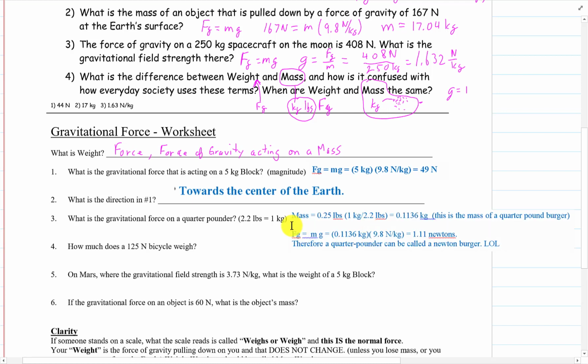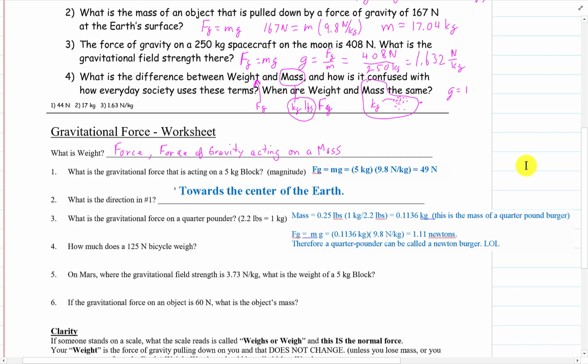The mass, first of all, we have to get the mass of it. It's 0.25 pounds, but we have to convert it. So 1 kilogram is 2.2 pounds. So with that conversion, we get that the mass of a quarter pounder is 0.1136 kilograms. Force of gravity equals mg. Put the number we just got, 9.8. It's 1.11 newtons. Now it's going to be less because of the fat coming out, so it's going to be closer to 1 newton. Therefore, a quarter pounder can actually be called a Newton burger.